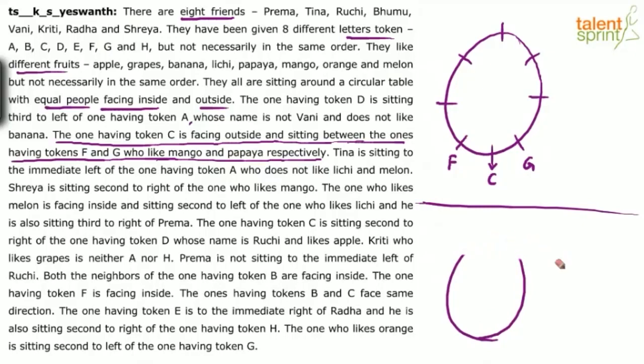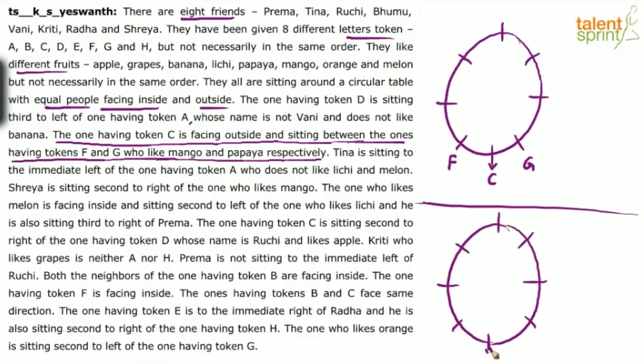The other possibility is that I'll also have to ensure that I draw a bigger circle, because if there is too much writing, it will become very congested in a small circle. 1, 2, 3, 4, 5, 6, 7, 8. This is C facing outside. G. Okay, what we'll do now is take the other possibility. It can be FCG or GCF, so we'll take G, C, and F.